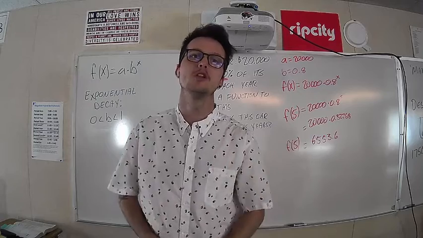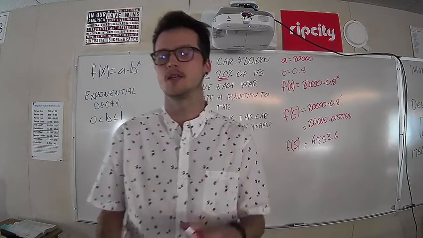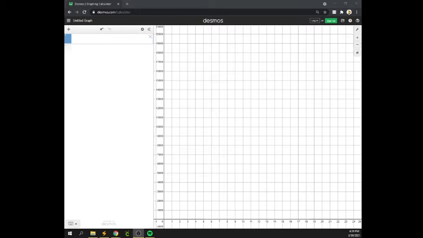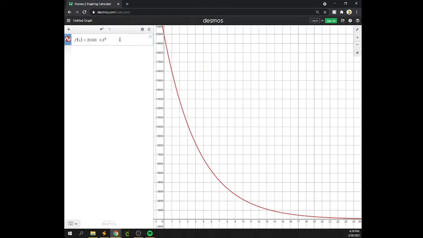Okay, next we're going to look at a graph of this function. Now I'm over in Desmos. You'll see desmos.com/calculator. I've adjusted my y-axis here to go from -1,000 all the way to 21,000, and my x-axis is from 0 to 25. I'm going to type in my function, f of x equals 20,000 times 0.8 to the x power, and it puts in the graph for me.